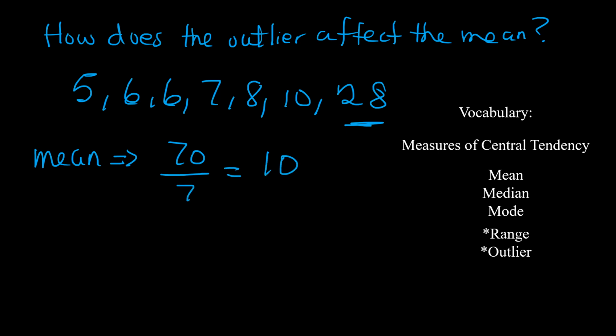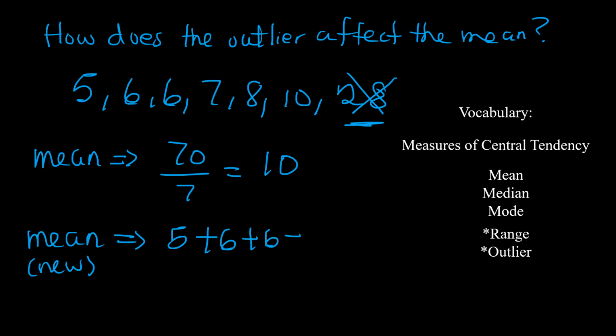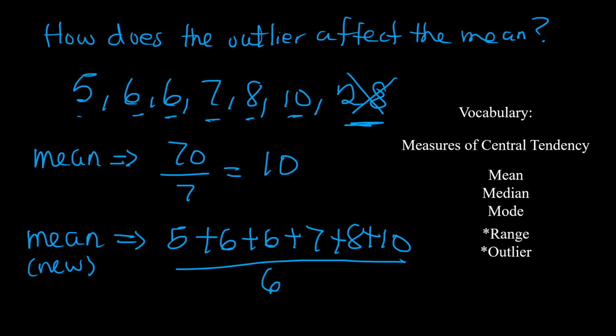Now, imagine if we get rid of our outlier. And now let's find the new mean. So our new mean is going to be 5 plus 6. Remember, add them all up. Plus 8 plus 10 and divide by the number of data points. In this case, there are now 1, 2, 3, 4, 5, 6 data points. Okay, so what does that give us? This gives us 42, if you add them up, 5 plus 6 plus 6 plus 7 plus 8 plus 10, over 6, and that's 7. So our new mean is 7.